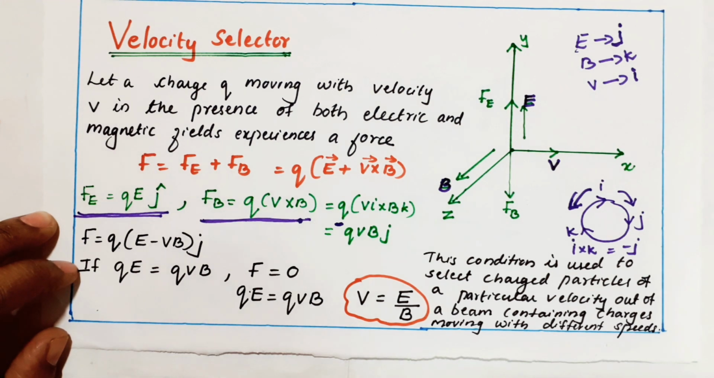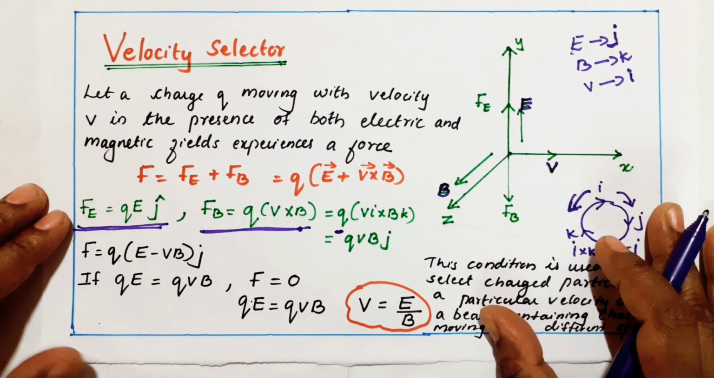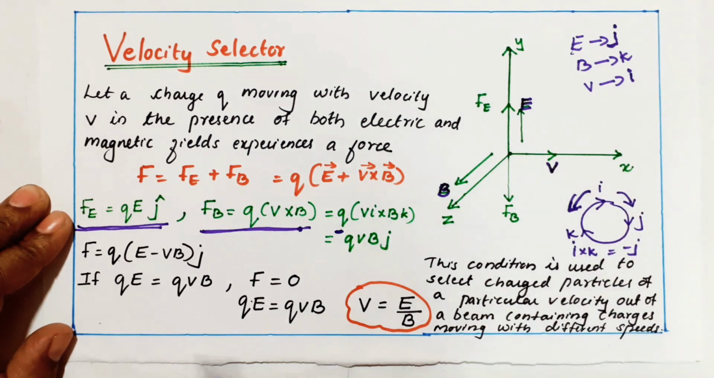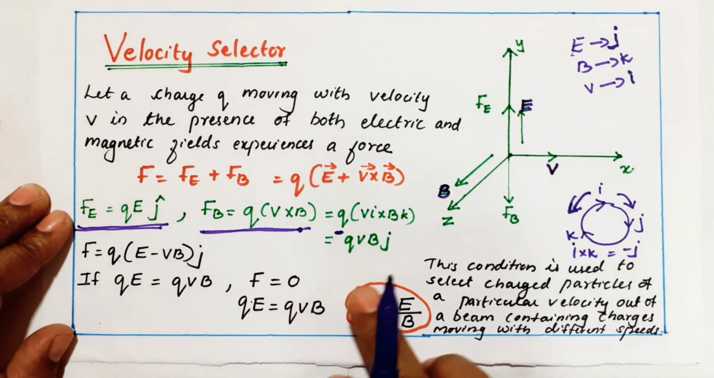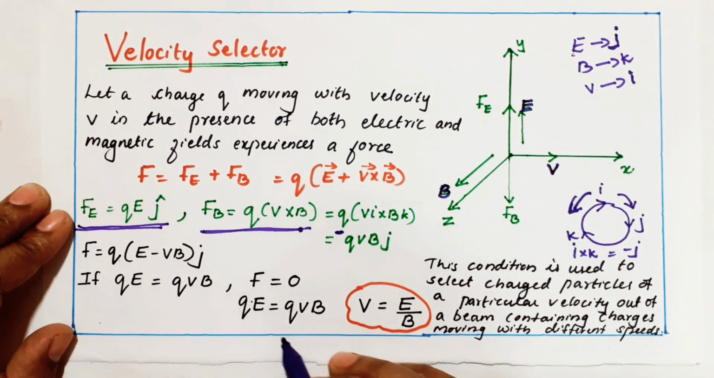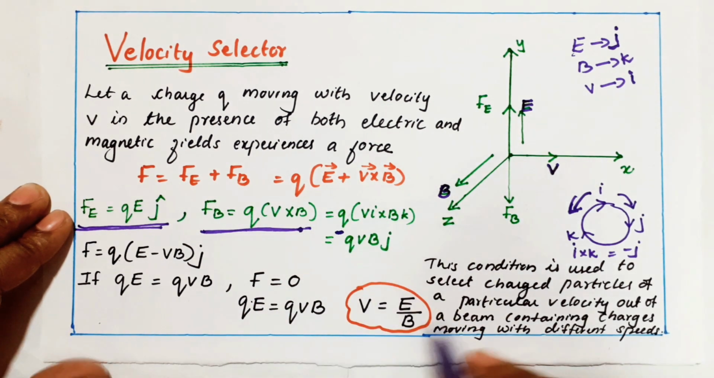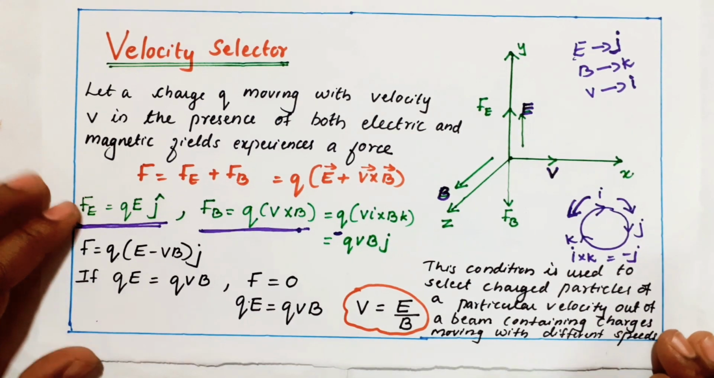Now we take the next condition. We are taking the condition that electric force and magnetic force are equal. That means QE is equal to QVB. QE is equal to QVB. Q, Q get cancelled. Force will become 0. Force is equal to 0. Q, Q get cancelled. We get the equation for velocity as E by B.